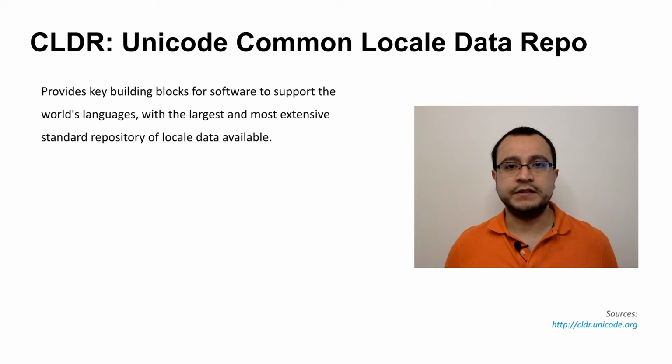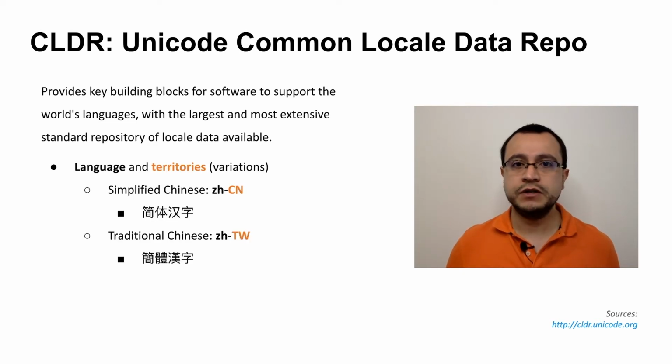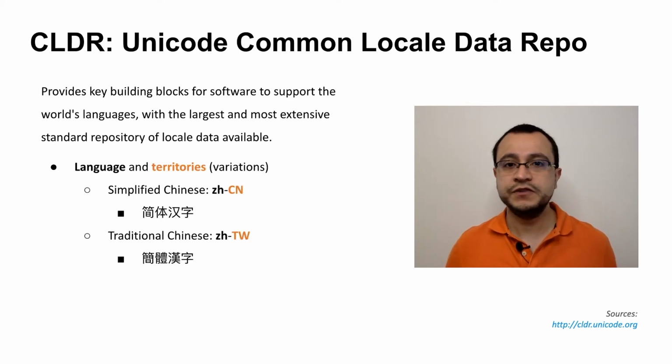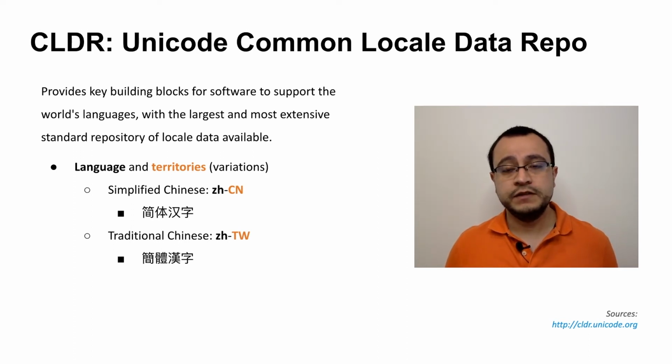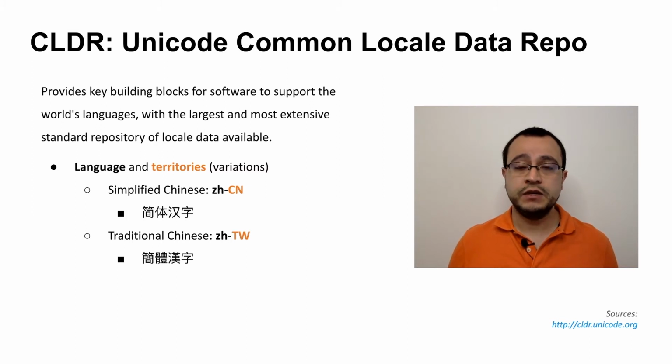What type of locale data? Well, we can find languages and territories. For instance, to define a language, we can use a 4-letter code. In the first case, for simplified Chinese, the "zh" stands for the Chinese language, whereas the "CN" stands for mainland China. In the case of traditional Chinese, the prefix remains the same, "zh" standing for the Chinese language, but then we have "TW" standing for Taiwan.